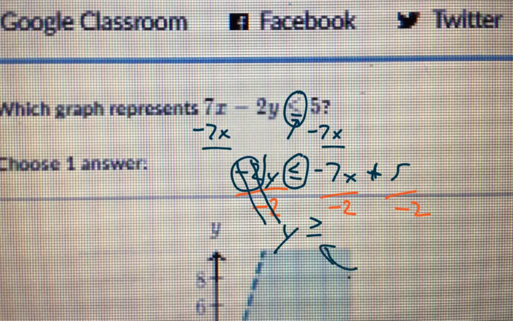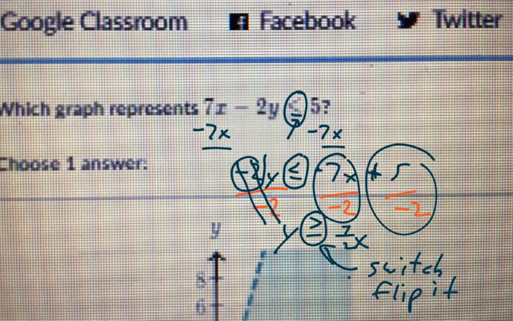So I had to do a switch right here. I had to flip it, some of you guys say. All right? So less than or equal to becomes greater than or equal to. Now that right there, guys, the negatives cancel out, so I have 7 halves x. And that right there means a negative 5 halves. Okay? So we're looking for a greater than or equal to.